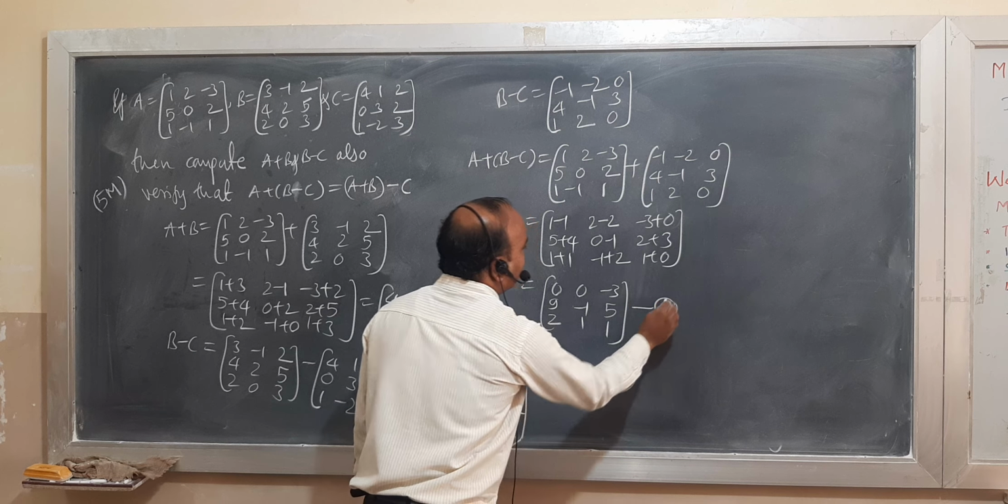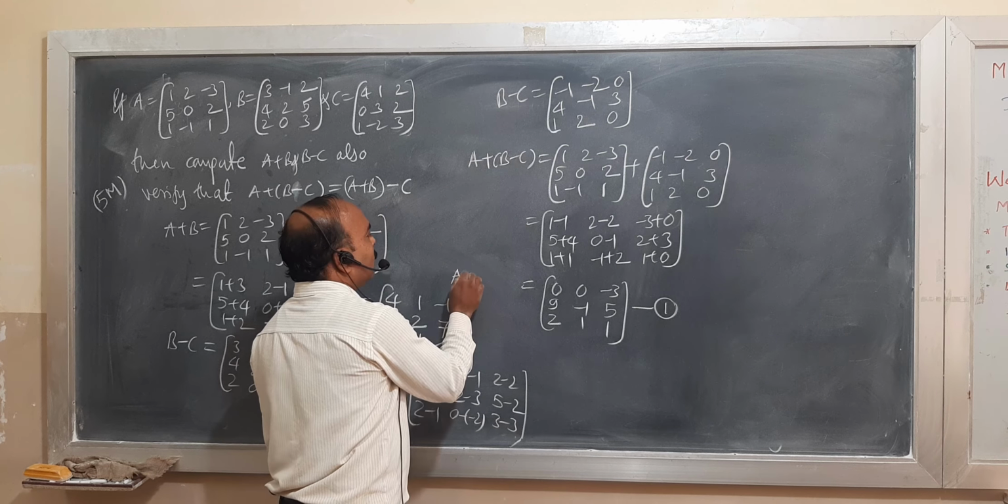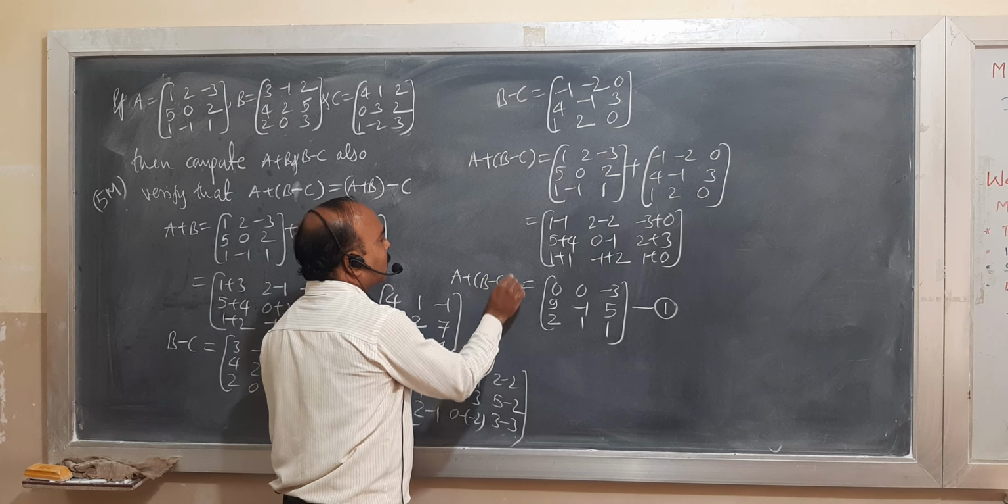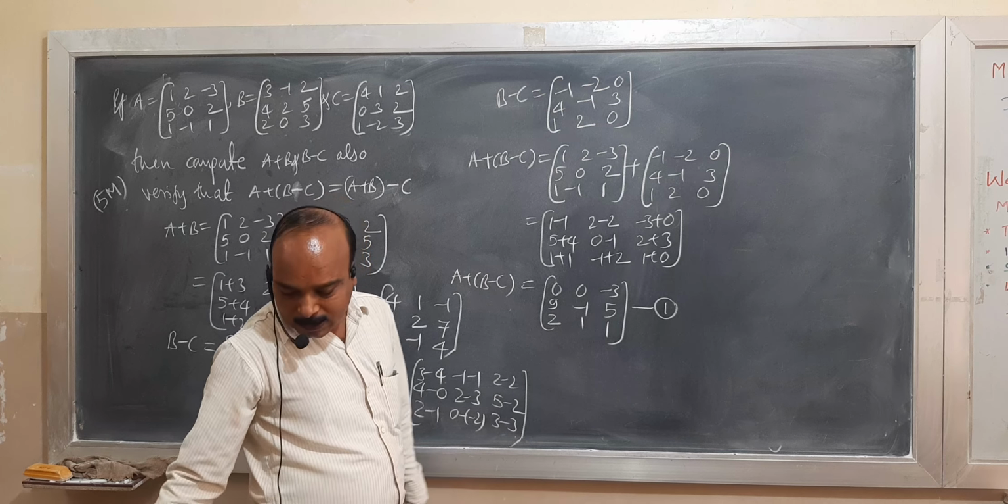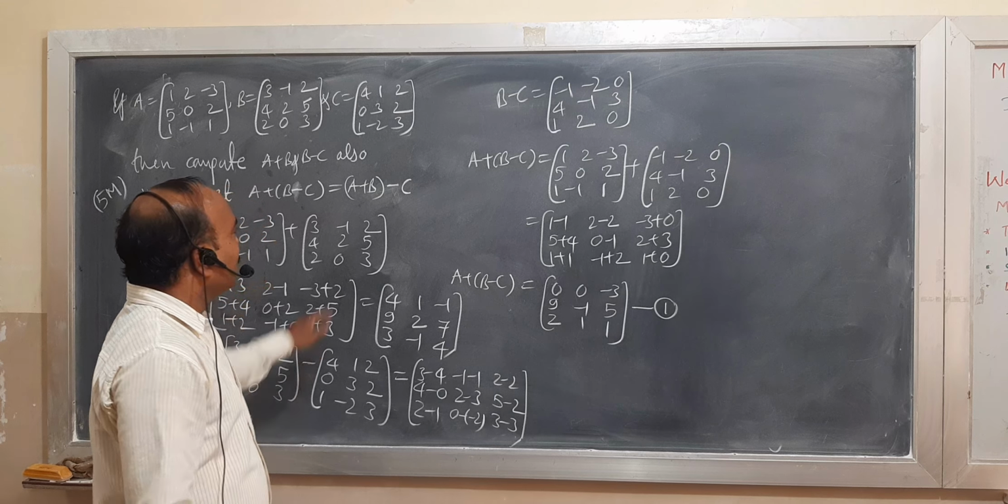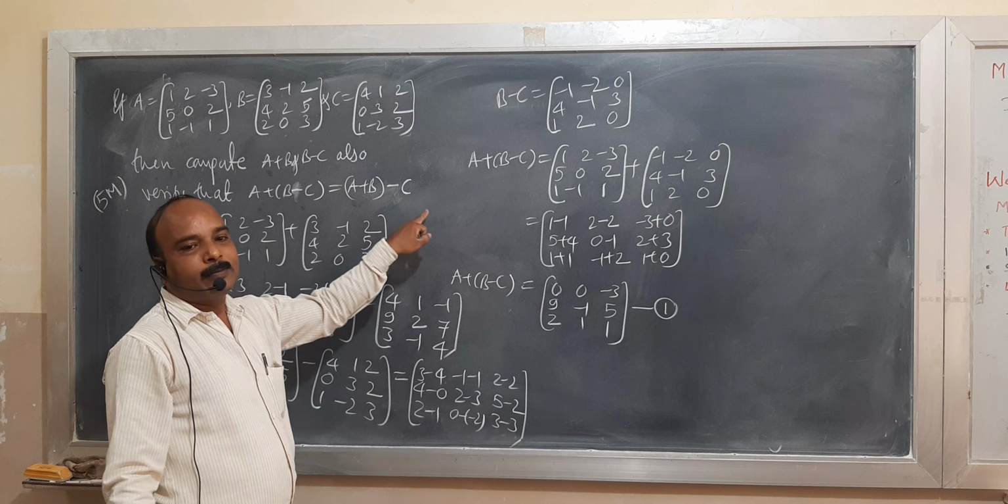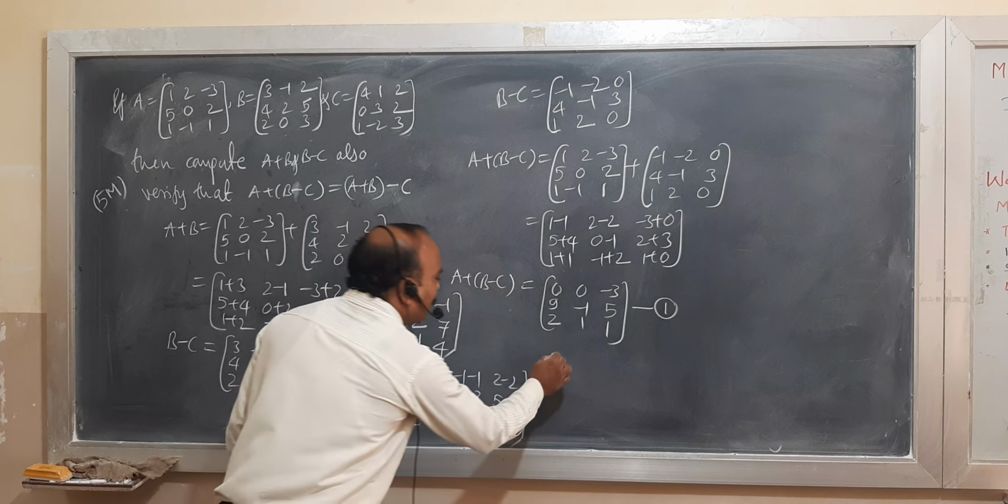Call this as equation number 1. It is the value of A plus B minus C. It is the left hand side. Next we go for right hand side value. Right hand side value is nothing but A plus B minus C. Now we calculate that one.